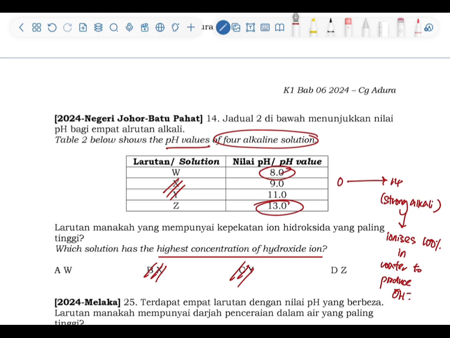This is different, right? So we want to find solution with the highest concentration. Actually, it wants us to find the strong alkali, right? Strong alkali. This is how you are going to dissect the question one by one and find the hints and concept behind it. So the answer is D. Okay, the answer is D.